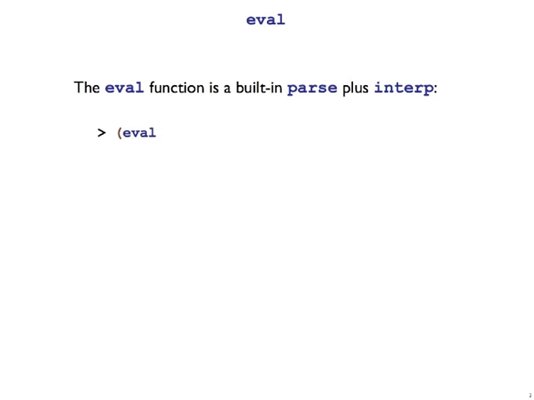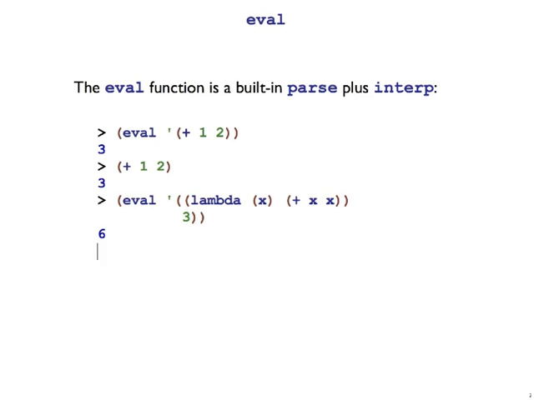So I can say eval on an S expression, like (+ 1 2), and I get the same result as if I had typed that (+ 1 2) directly in. Eval calls the same interpreter. I could also eval something like create a function that takes an x and adds x to itself, and apply that to 3, and of course I would get a 6 back.